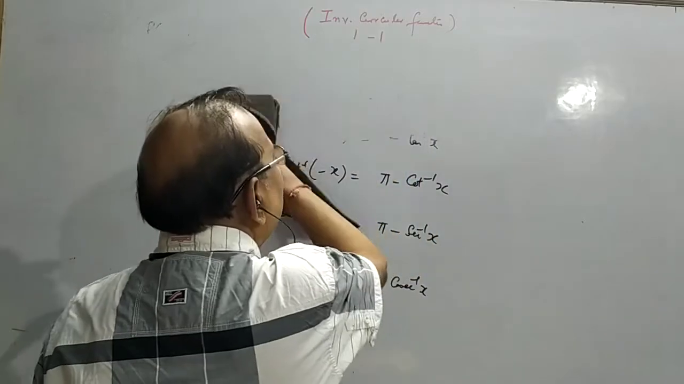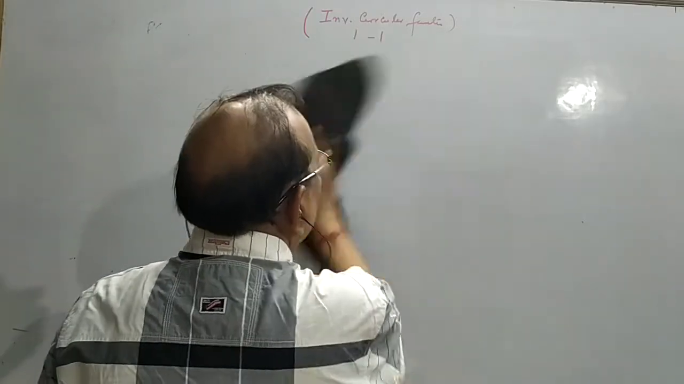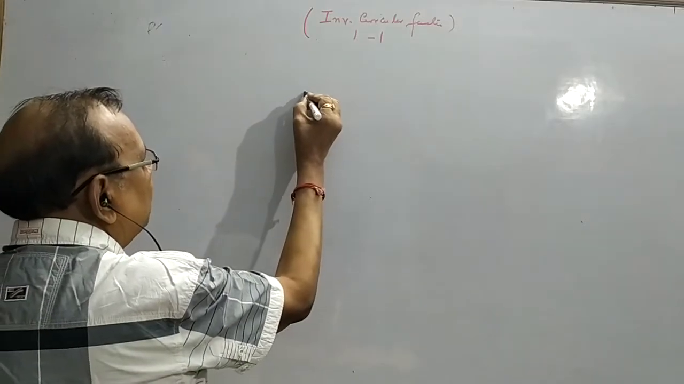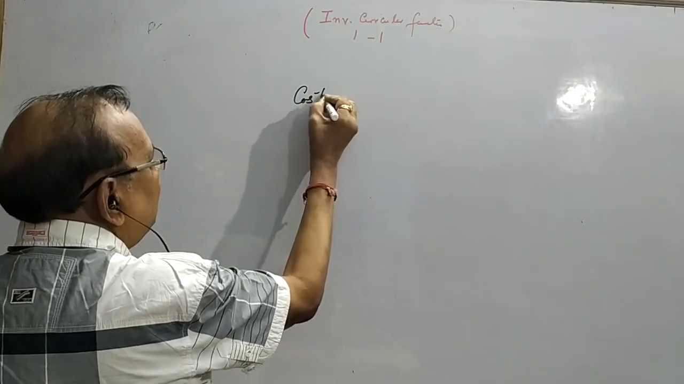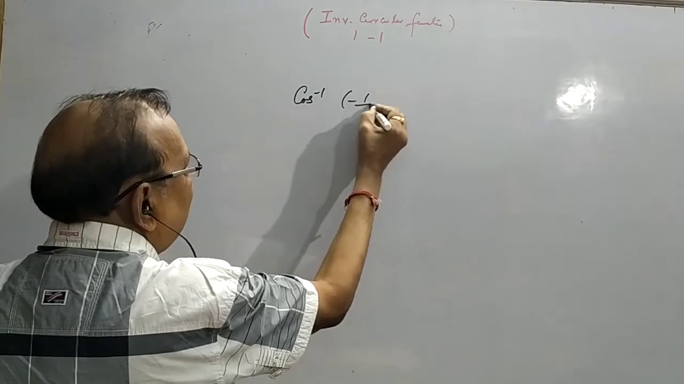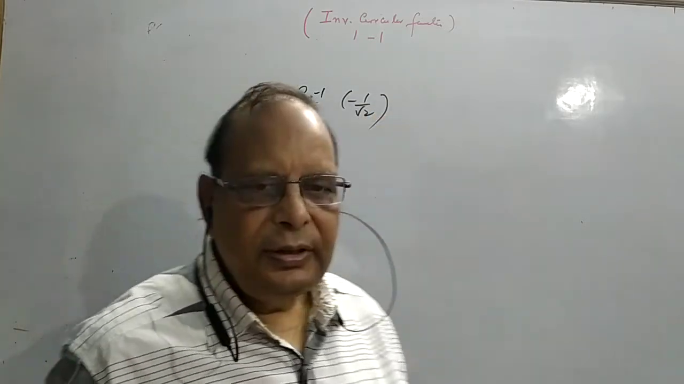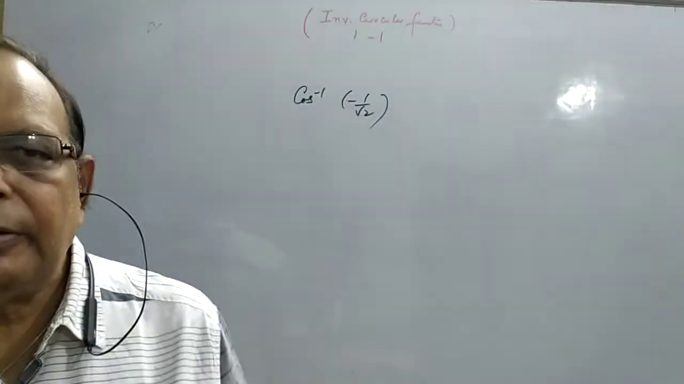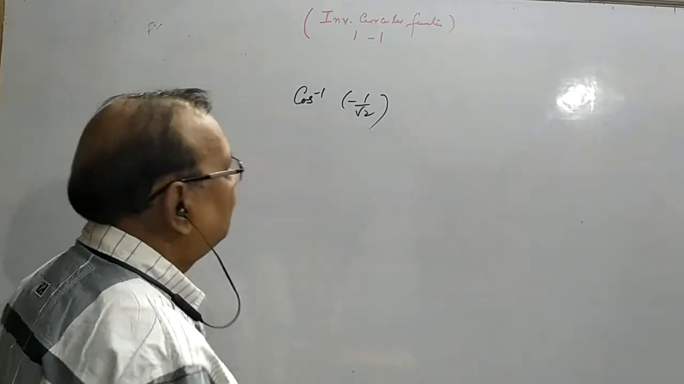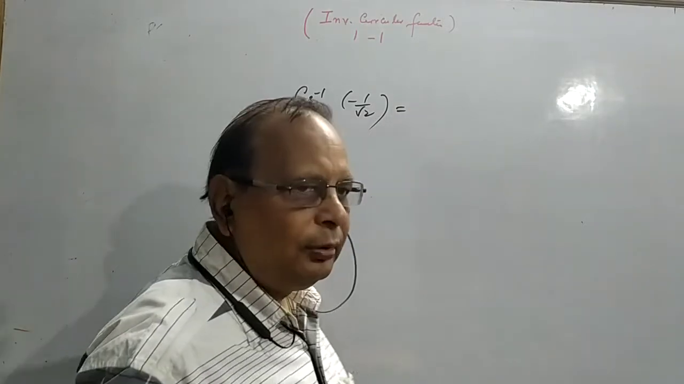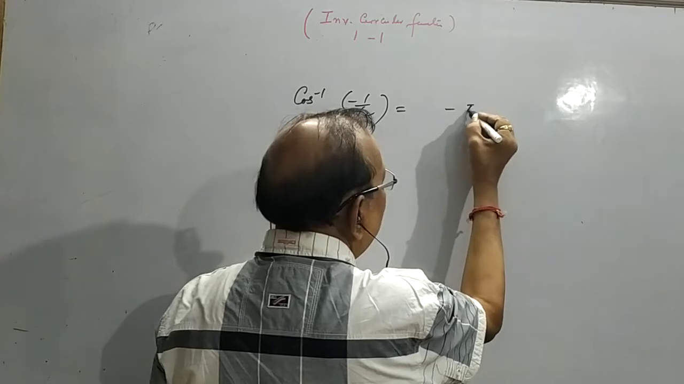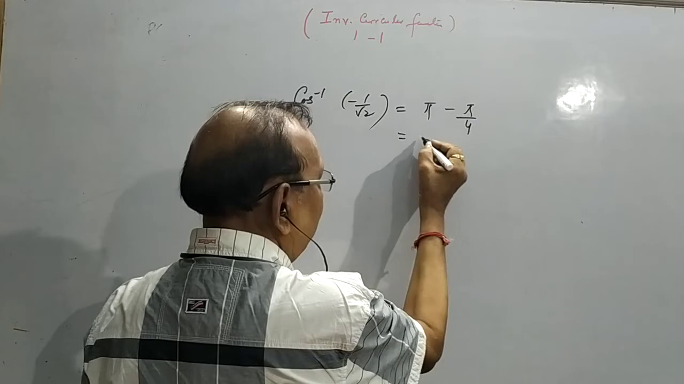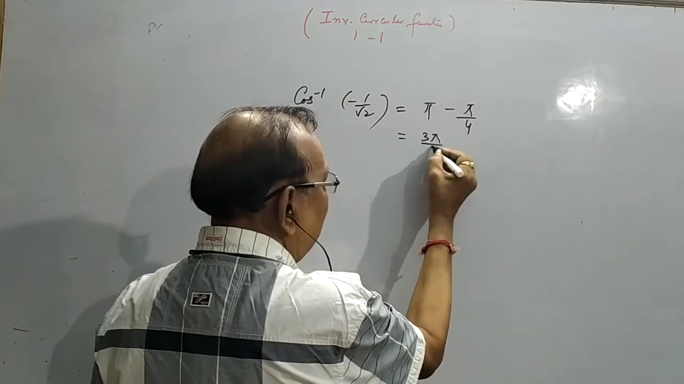Now, I am taking examples. Suppose cos inverse minus 1 by root 2. How will we find it? It is better to consider positive values. That is cos inverse 1 by root 2. That will be first quadrant, that is pi by 4. Take minus pi by 4. But pi will be added. That's it. 3 pi by 4. That is the answer.